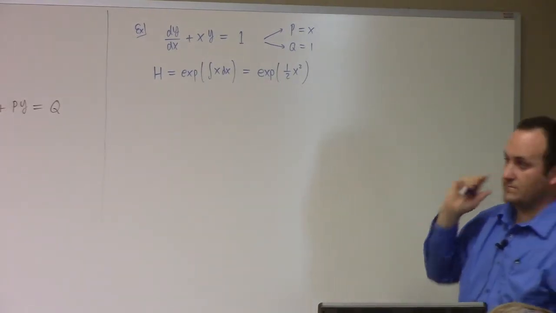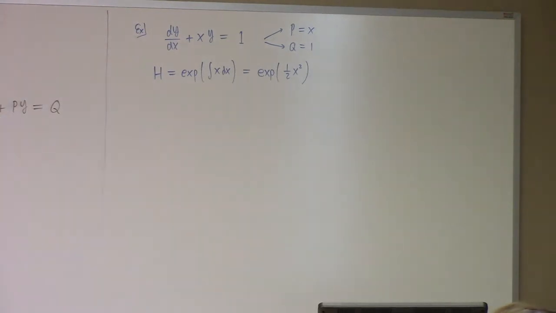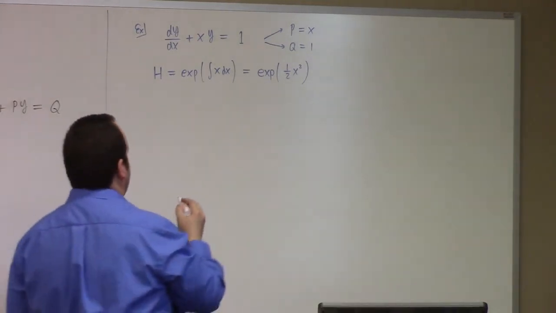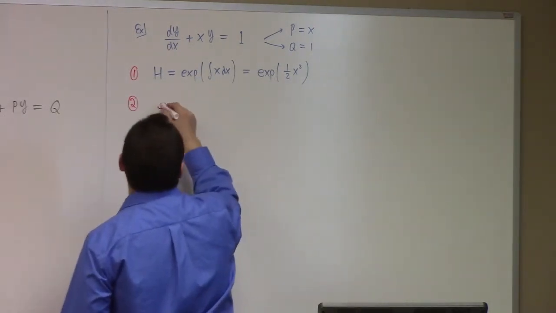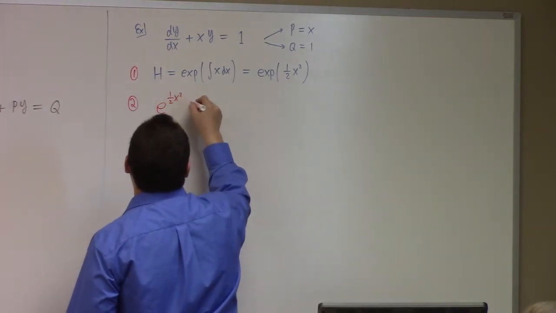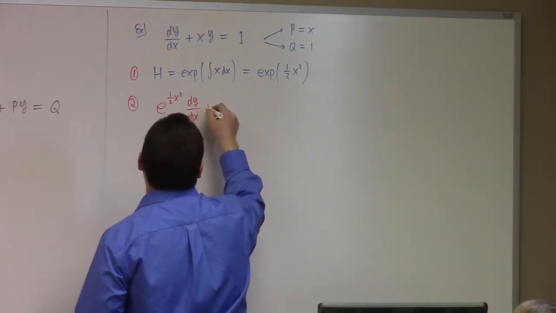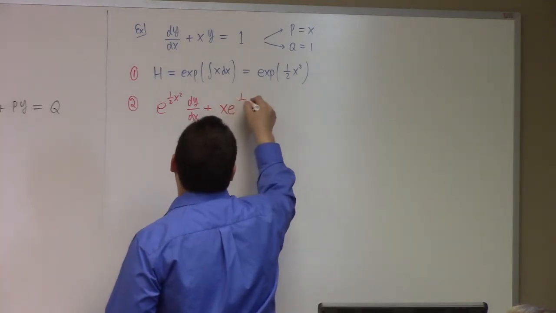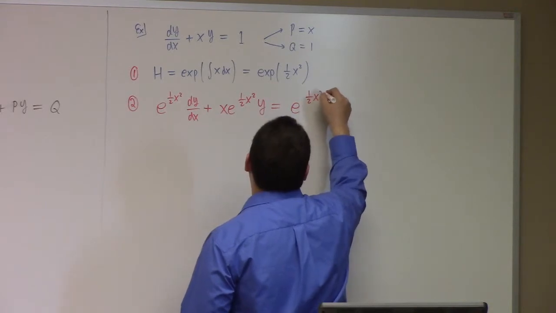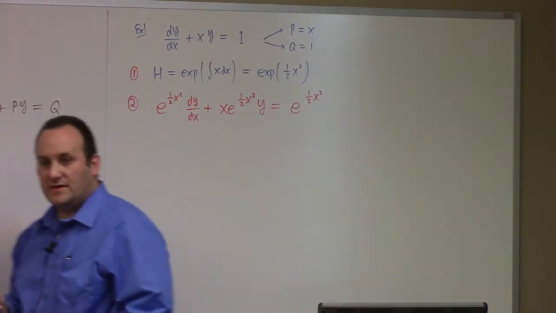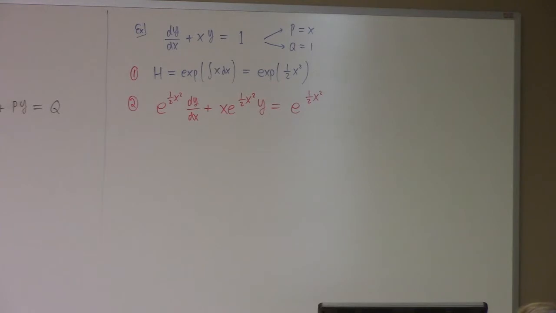What's our next move? Let me number them. Number 1 was to calculate the integrating factor. Number 2 is to multiply the differential equation, which is given to us in standard form. All right, so I'm going to have e to the 1 half x squared dy dx plus x e to the 1 half x squared y is equal to e to the 1 half x squared. Like that. I just multiply the given differential equation by the integrating factor.